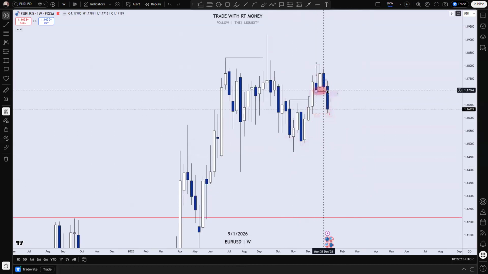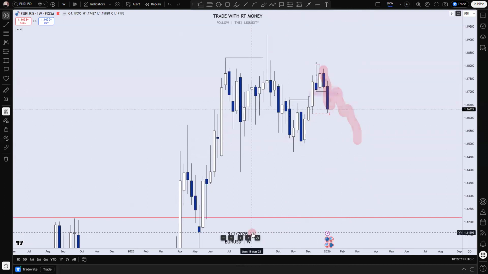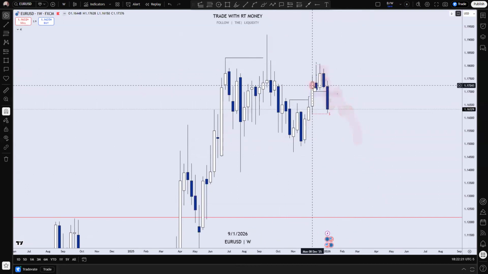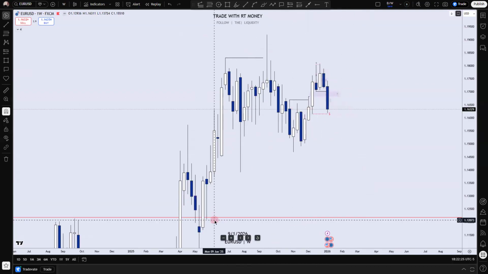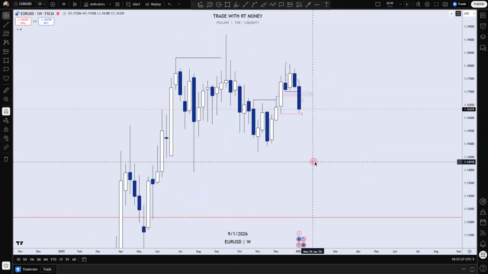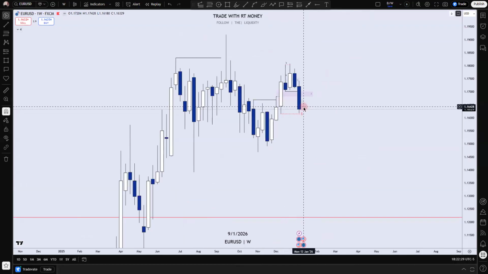All right. And this is the beginning. This is the market structure shift here. I'm looking for this to be the change in the behavior of this market. Call it a change of character if you'd like. But I'm looking for the market to push up and then continue down.